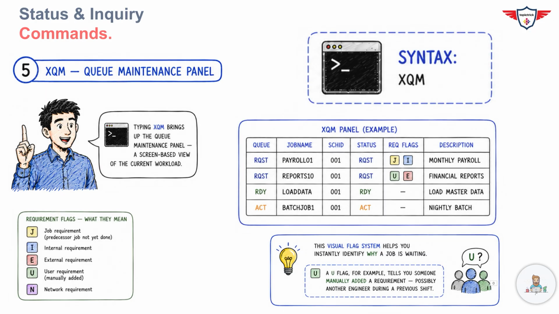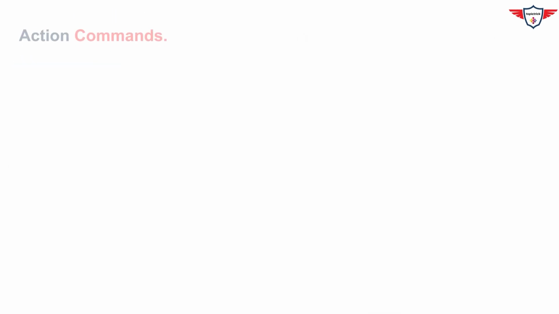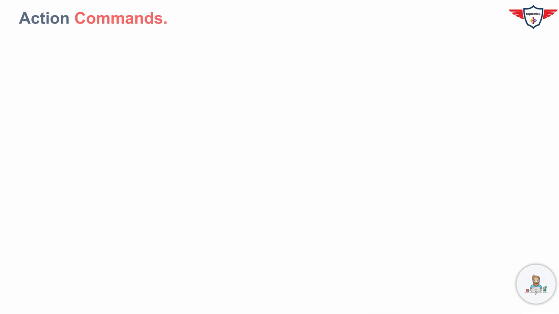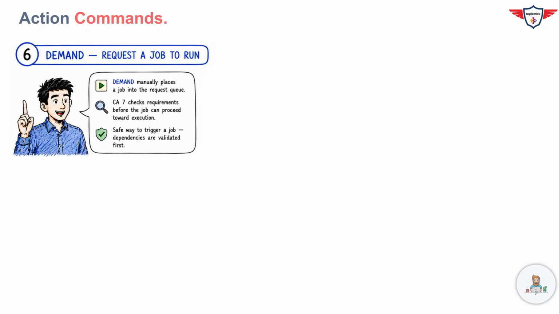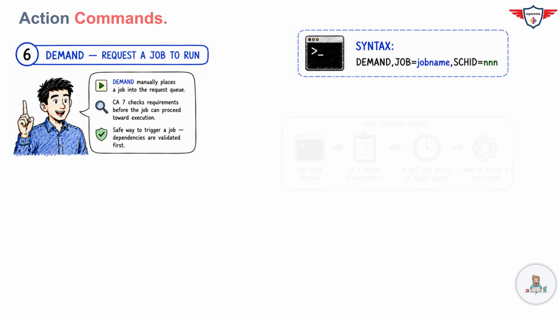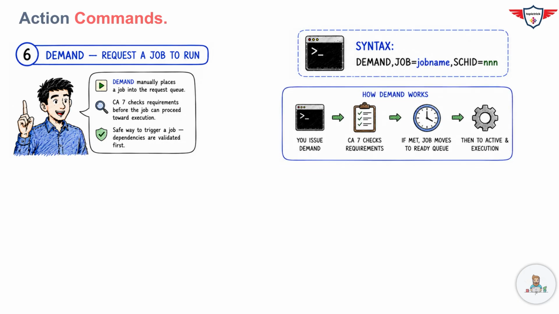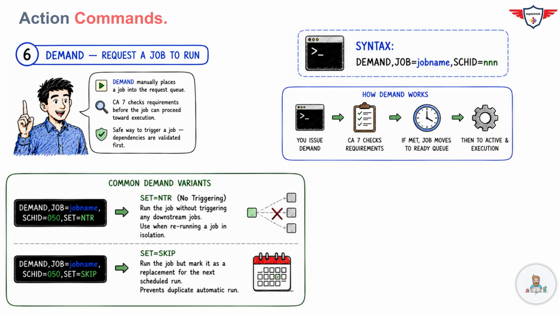Now, let's move on to our next section, that is action commands that involve moving and controlling jobs within CA7. Now, these are the commands that will do things within CA7, and you will be using these commands heavily during an actual incident. So, the very first command is DEMAND, that is request a job to run. And again, syntax is pretty simple, that is DEMAND followed by JOB equals job name, comma, schedule ID, where you have to provide the actual schedule ID of the job.